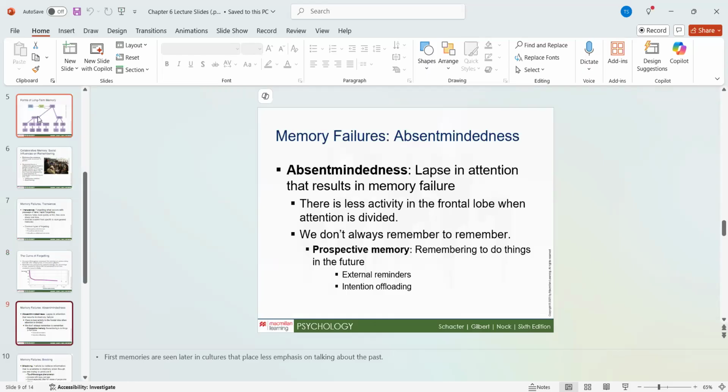So, the next sin of memory is absent-mindedness. Absent-mindedness is exactly how it sounds. We're just not paying attention. So, for example, have you ever walked out the door but realized you forgot your keys?